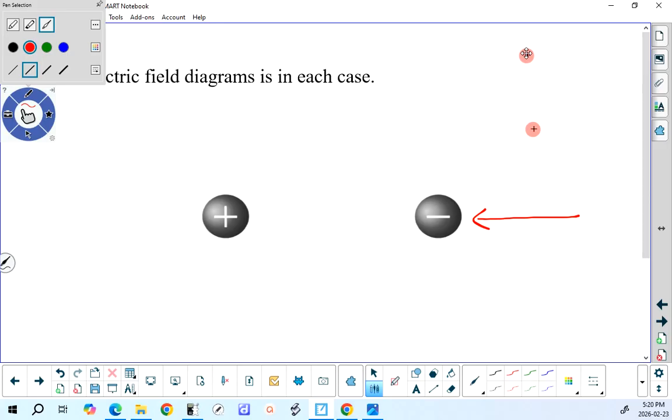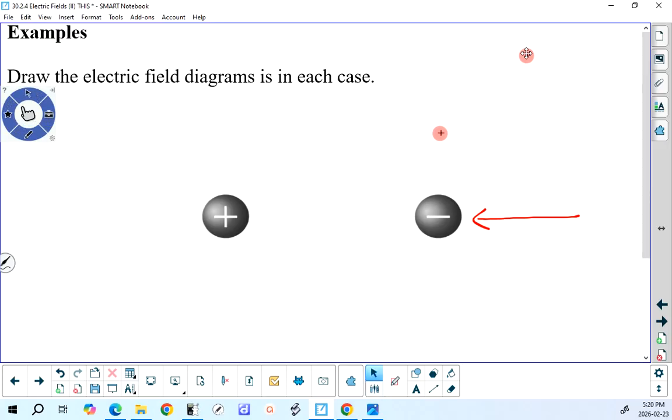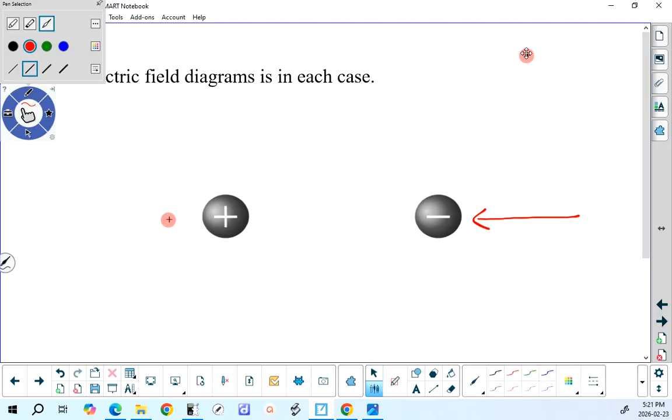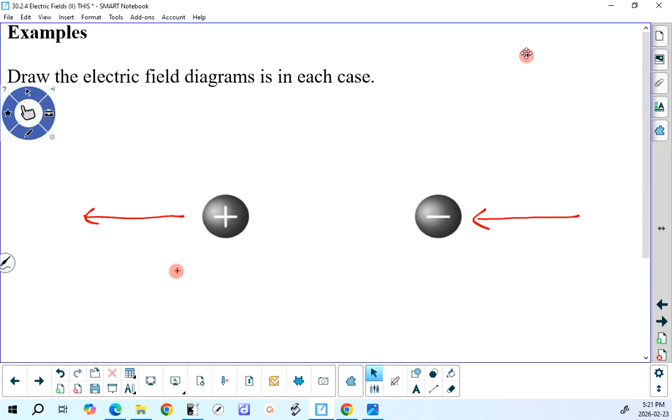We could certainly use the same logic on the other side of the screen. If I were to put a positive test charge here, it would be both repelled from the positive source, the positive gray thing, and attracted to the negative source. But because that positive test charge is closer to the positive source, Coulomb's law says that the force of repulsion will be greater. So this is another part of our electric field.